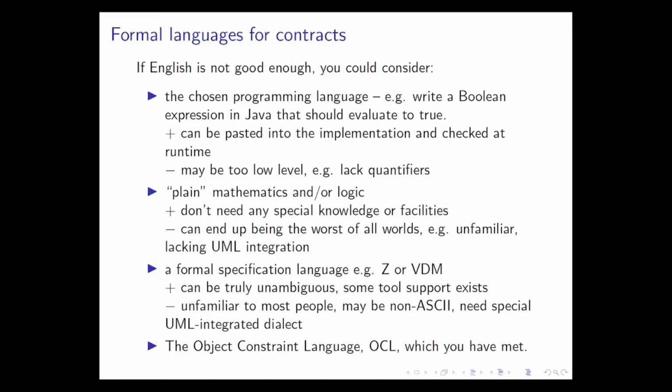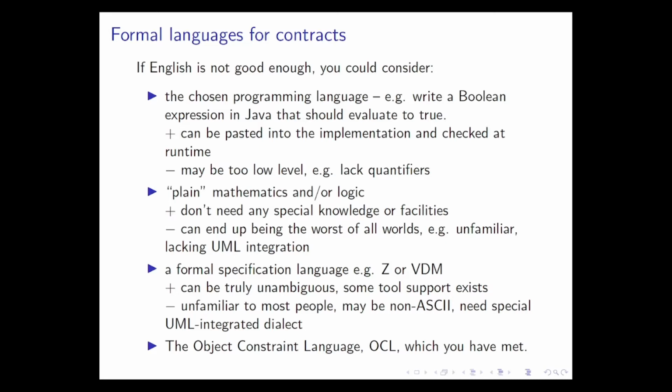So, if English is not formal enough for your setting, you might consider using the chosen programming language. For example, if you're developing in Java, you might just write a Boolean expression in Java that ought to evaluate to true. That has the advantage that you can paste it into the implementation, and you can maybe even check it at runtime, and also that if you're working with people who are expecting to implement in Java, it's probably safe to assume that the people who need to read the contract can read the contract expressed in Java, which is very valuable. But it may be too low level. Actually, lacking quantifiers is not such an issue these days, but you may not find it ideally expressive.